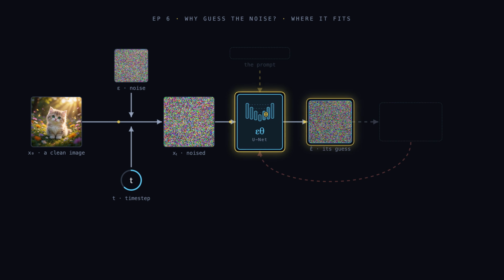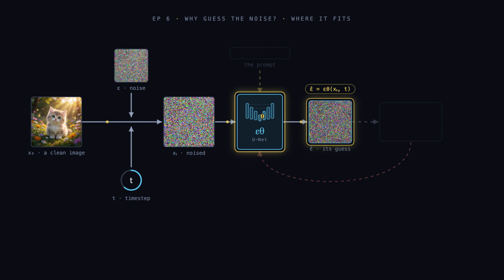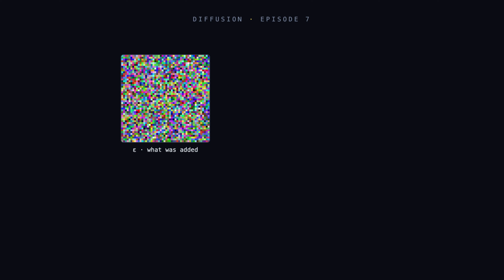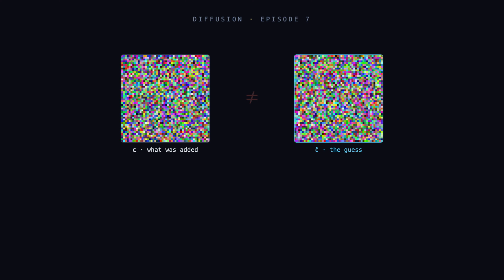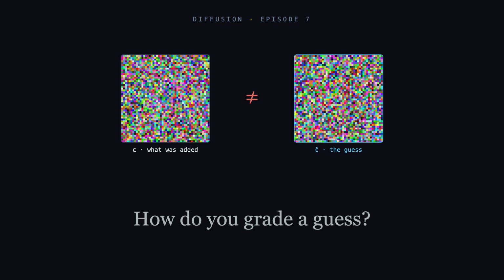We now have the network and its output epsilon theta. The last missing training piece is a numerical score that tells the network how accurate its guess was. We know the noise we added, epsilon. The network gives us a guess, epsilon hat. They will not match exactly. So how do you grade a guess?